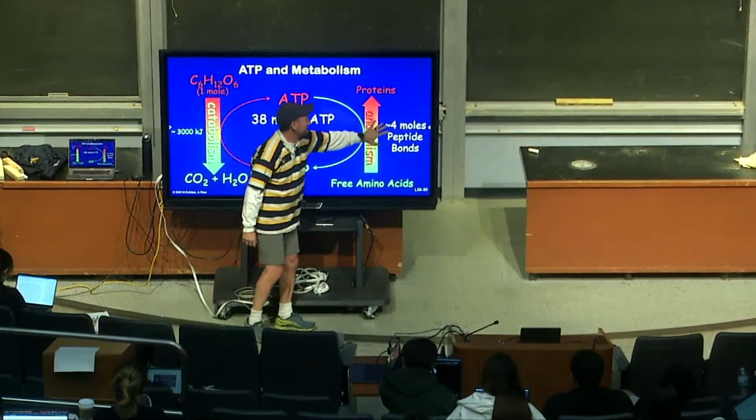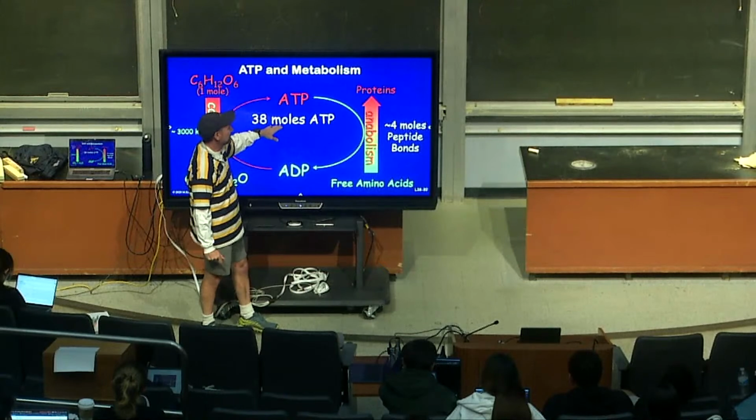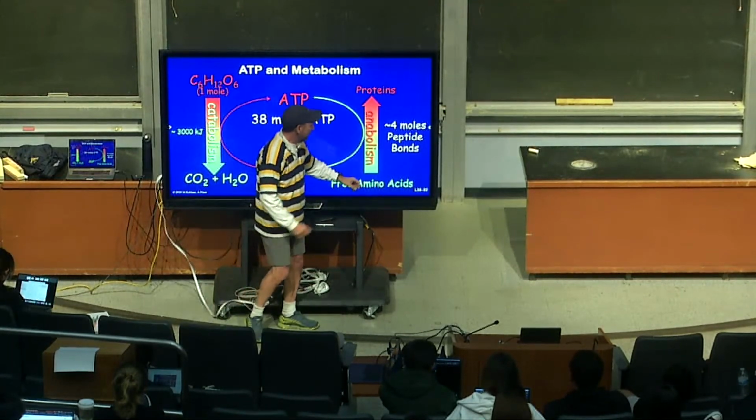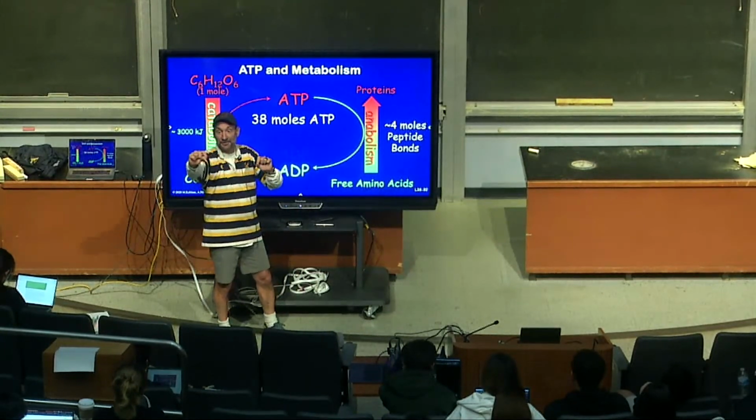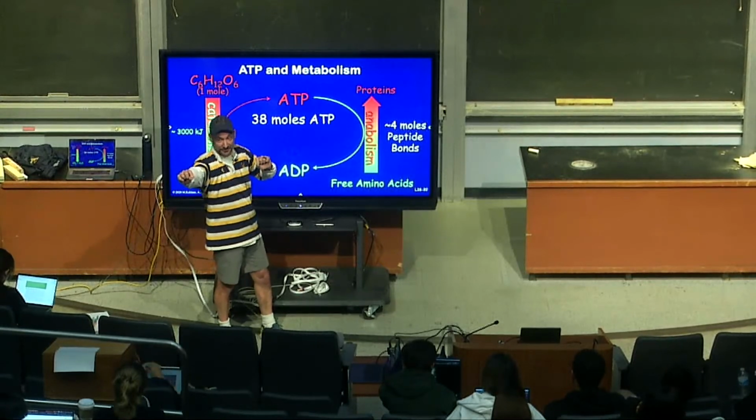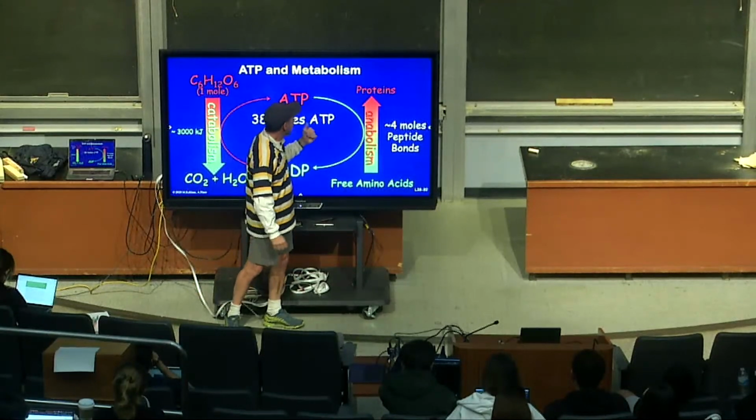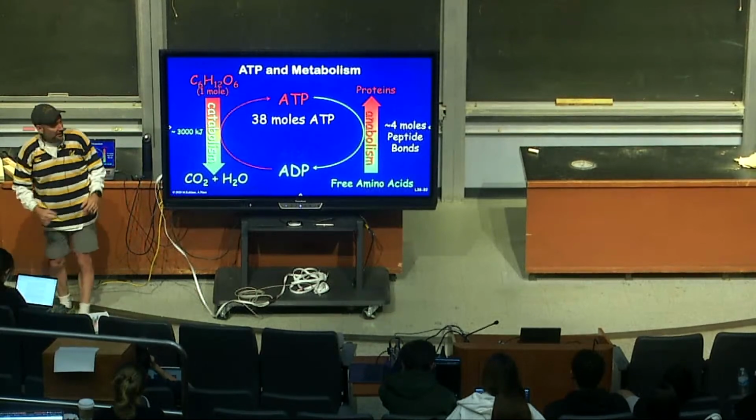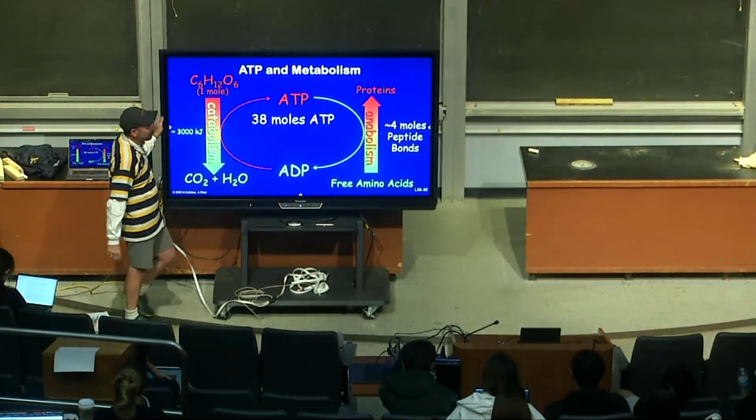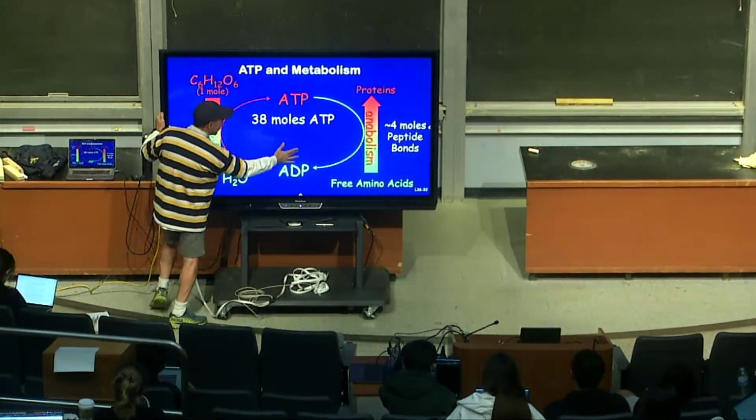So you get about 4 peptide bonds, and it takes a ridiculous amount of ATP. If you're going to make a protein, there are thousands of peptide bonds, thousands and thousands. And it takes 38 moles of ATP to make 4 of them. So millions and millions of ATP are being hydrolyzed to make just one protein in your body. And of course, there are billions of them.